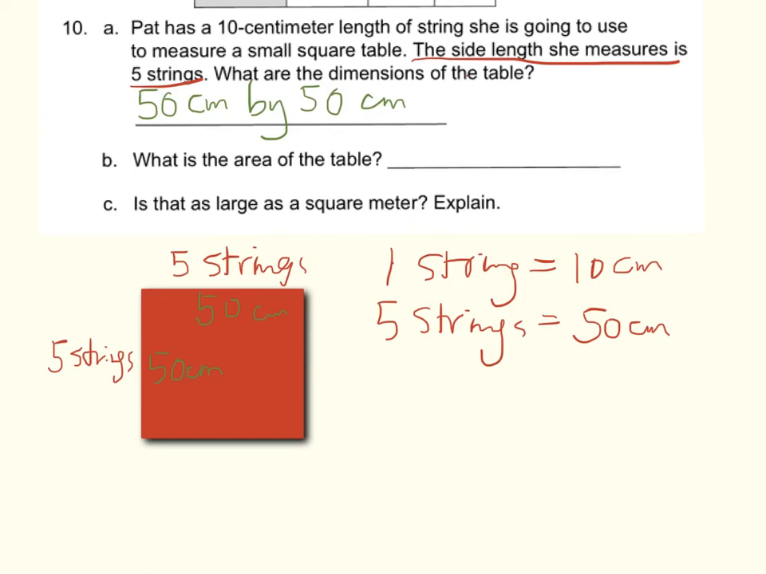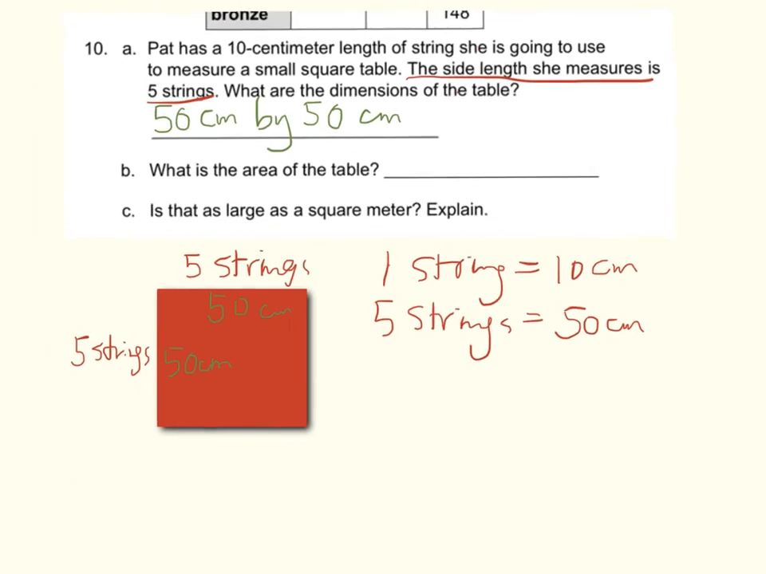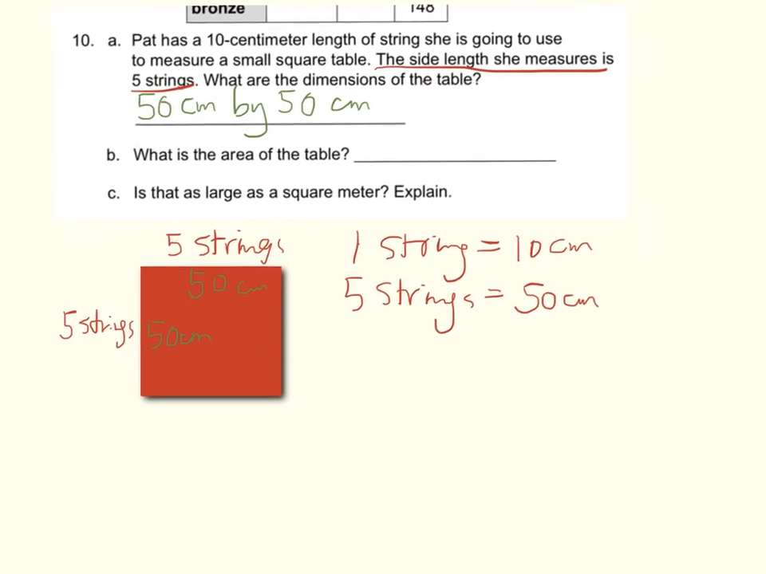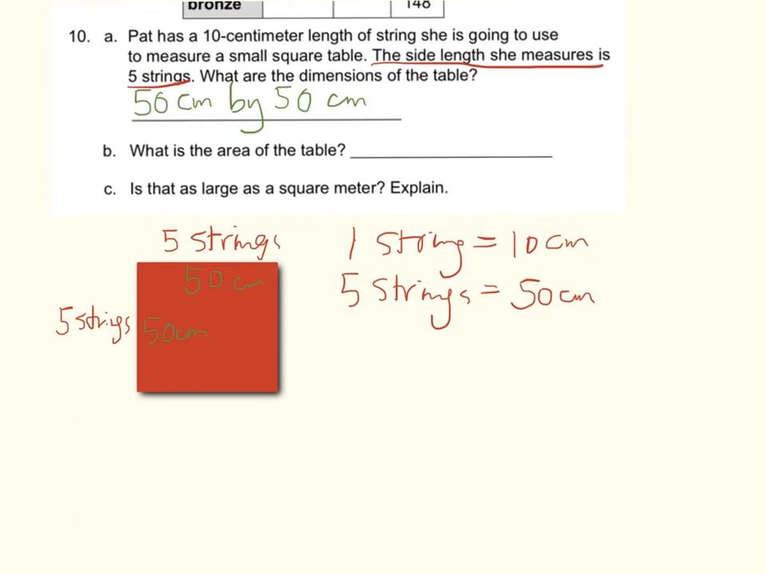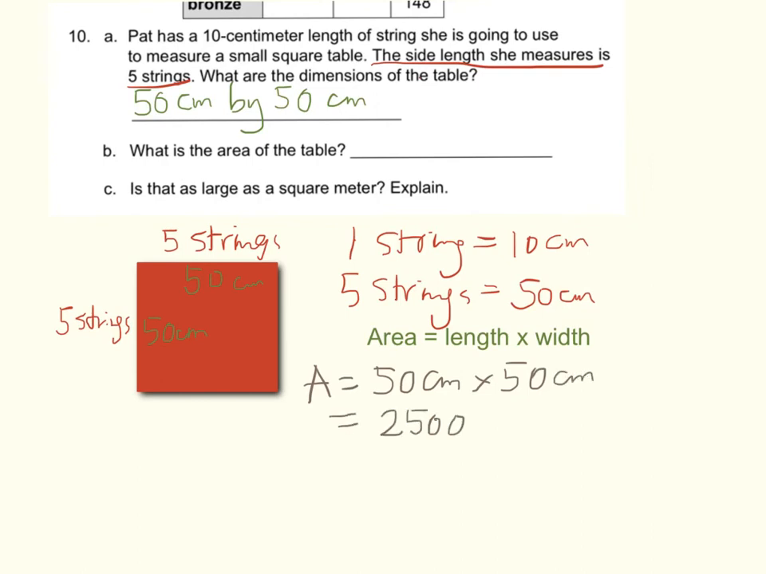And the next part: what is the area of the table? To find the area, you need to remember your formula that you probably learned in elementary school. The area of a square is side length times side length, or you can just do length times width. So in this case, the area is 50 centimeters times 50 centimeters. 50 times 50 is 2,500, and centimeters times centimeters gives you square centimeters. So this is the answer to part B.